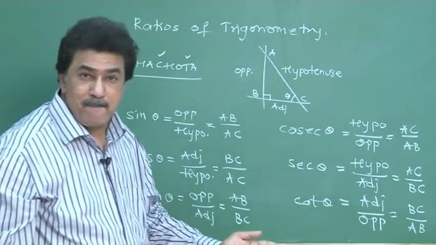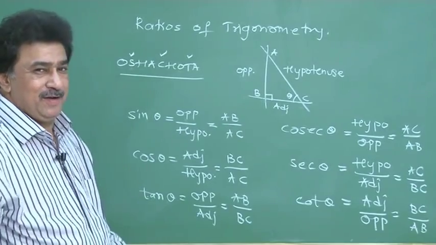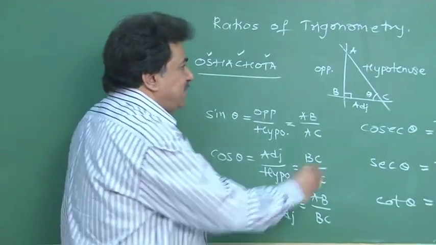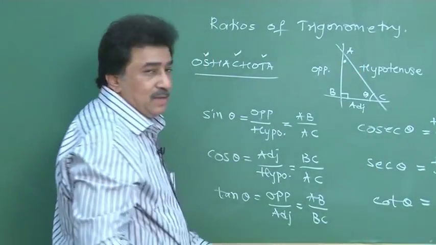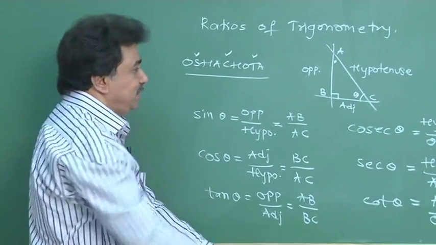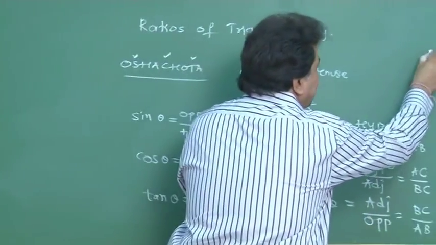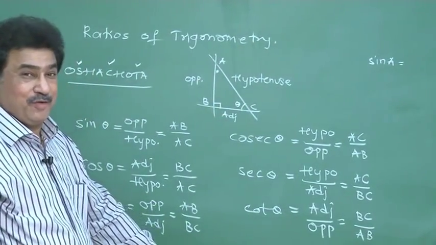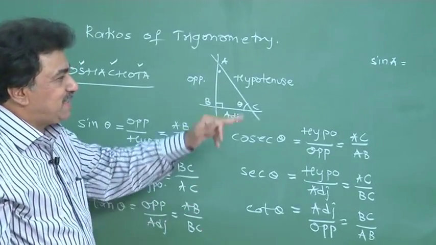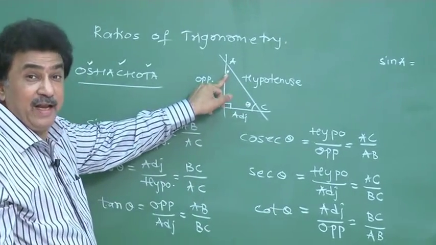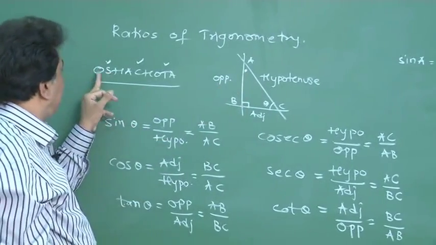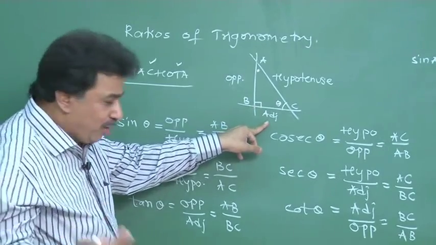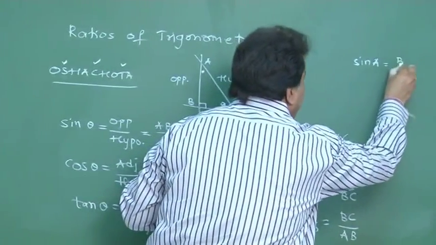Is it clear? Now I want your cooperation. We'll play with more ratios now. Just go for it. Same thing. Suppose I want answers from you, my dear students. Sine, if I write like this, sine A. It's a good exercise for all of you. When I say sine A, I'll see from where? Angle A. Sine is what? Opposite upon what? Hypo. Now if I look from angle A, which is the opposite side? Come on, BC.